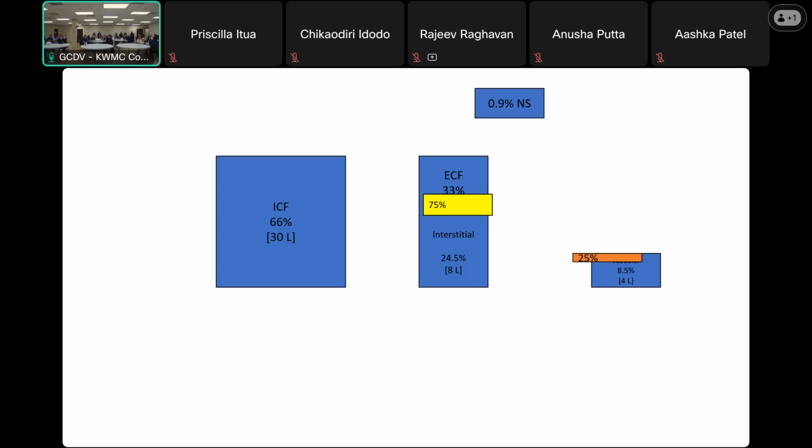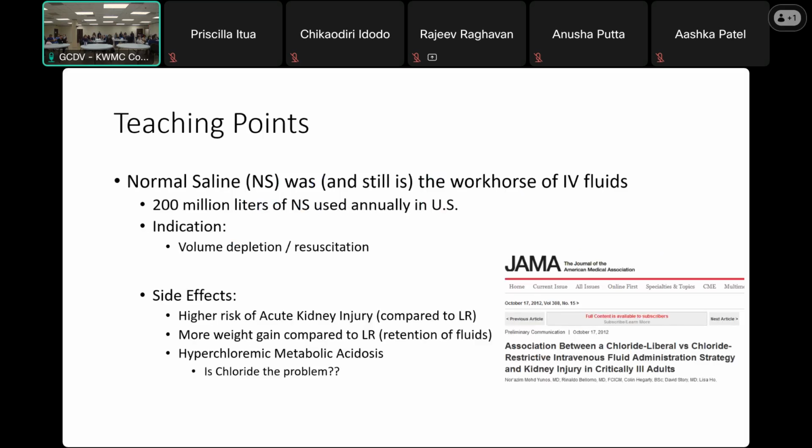So just keep that in mind, that not all of it is just going to go into the blood vessels in the long run. So it's still one of the workhorses. We're going to use a lot of isotonic saline. Main indication, we talked about, is resuscitation. Some of the big side effects, like the AKI compared to LR, and this is in all the recent trials, more weight gain from fluid retention, and really the chloride is the big thing. So these are all important concepts because these may come up on your board exams, and it's just good to know.